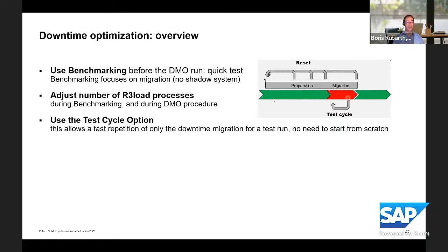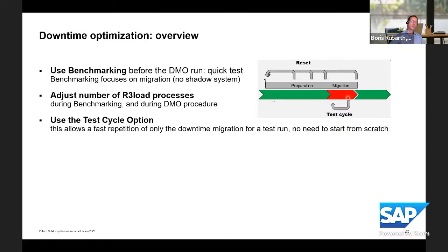The tool will execute the migration, will stop in downtime, and ask you, shall we do it again? That means at this point in time, the migration has happened. For example, those duration files with the migration timing per table have been created. The tool will automatically consider those timings and do the migration again. So that's what we call the test cycle.